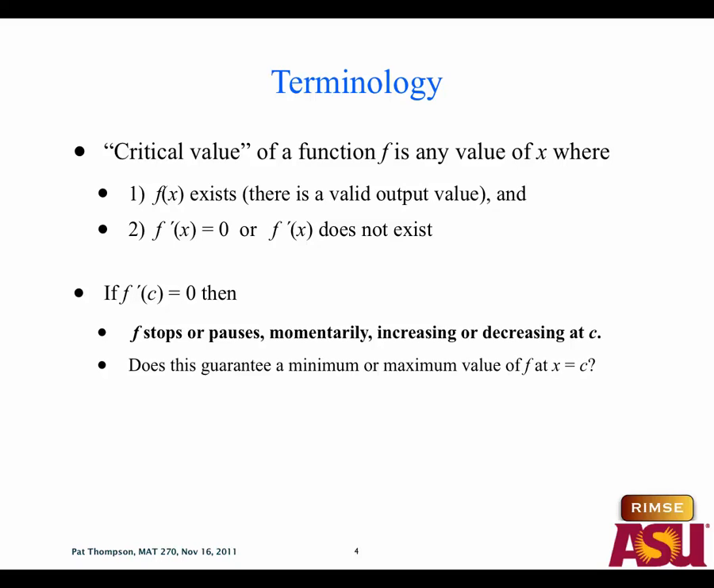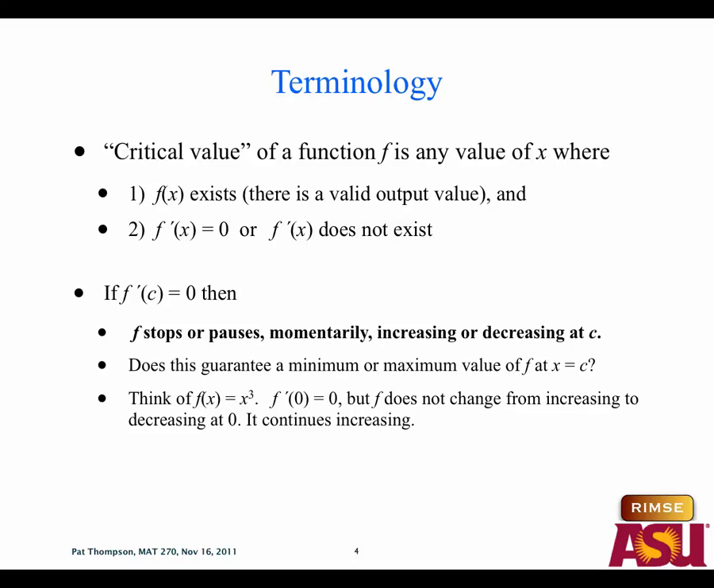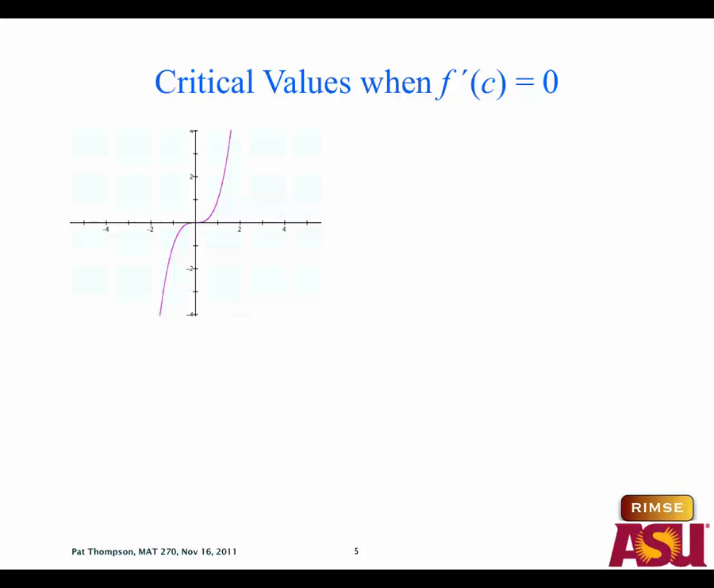Okay? So does this guarantee a minimum or a maximum value? We talked about that our minimums and maximum values have a first derivative of 0. Does it guarantee it? All right, well, let's think about x cubed. What's the derivative of x cubed? 3x squared. At 0, they would have a critical point because the derivative is 0. So, do you remember what x cubed looks like?